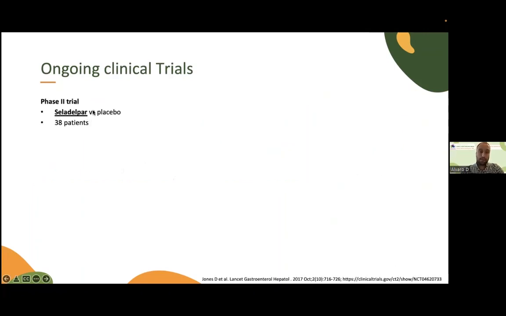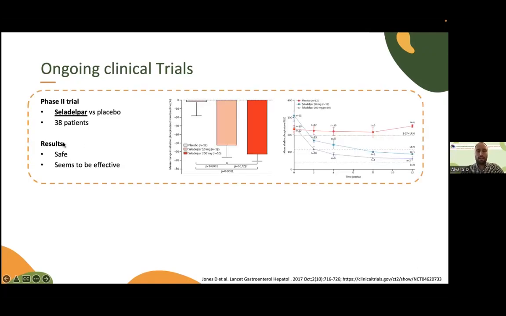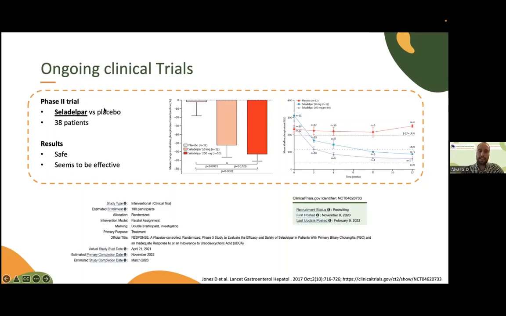And the same goes for this phase 2 trial of seladelpar against placebo. They included 38 patients, and they saw that the treatment was safe and also seemed to be effective. This is the aim of phase 2 trials. And then the researchers decided to run the phase 3 trial, and we expect to have more information in the next years.